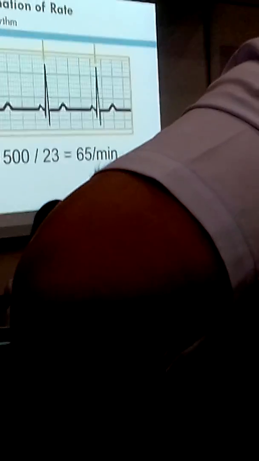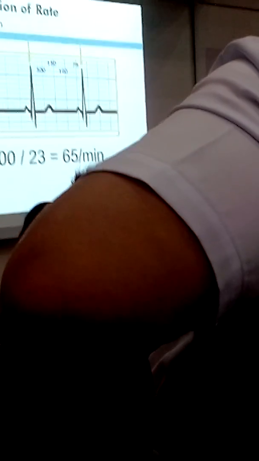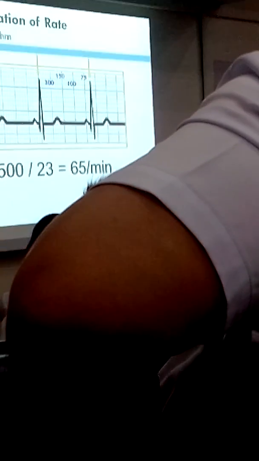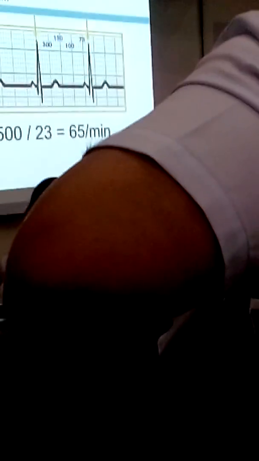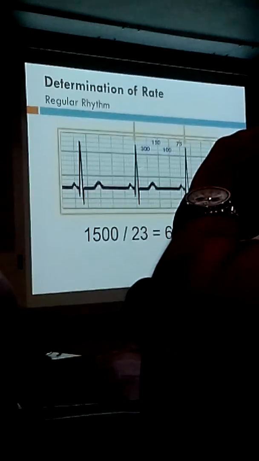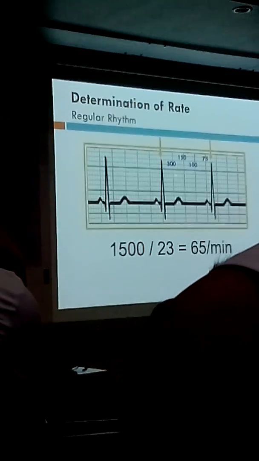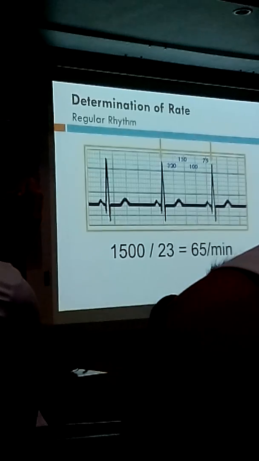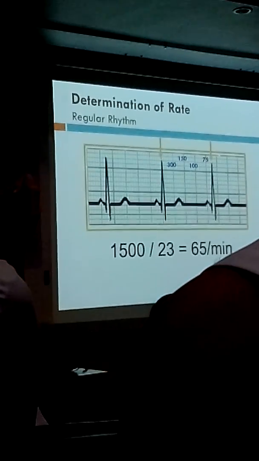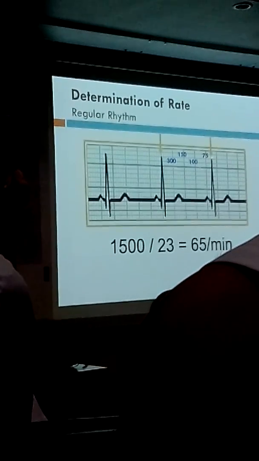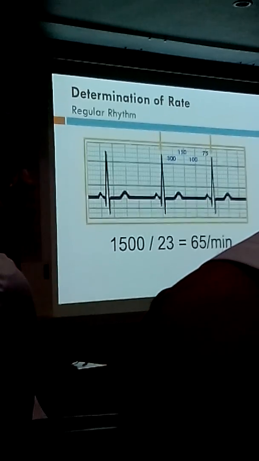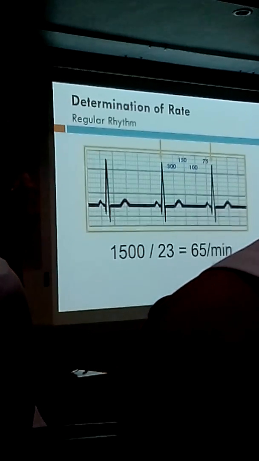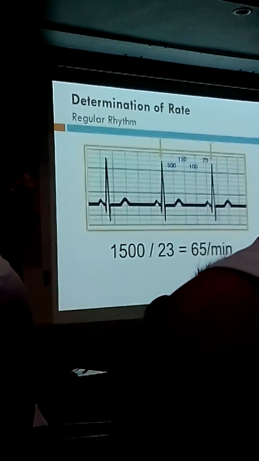The Purkinje fibers. Another method is the 300 method. We just have to look at the number of big squares. From the R wave, you count the number of big squares. So the first big square is 300, 150, 100. After 75 is 60, so more or less between 60 to 70. So you can estimate.